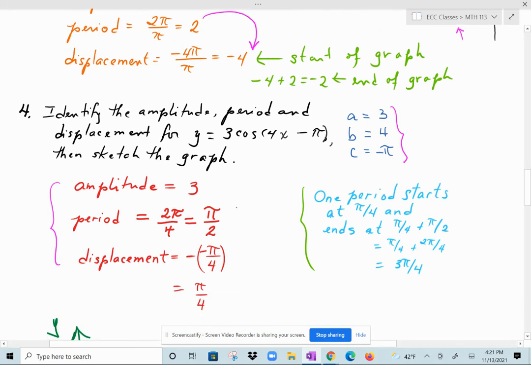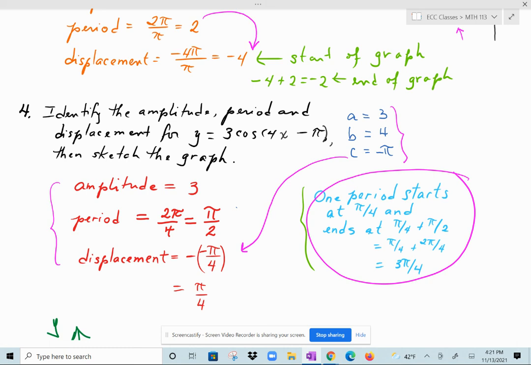And the displacement is negative c, but remember c is already negative, so it'll be negative negative pi divided by b, which is again 4. So the displacement is pi over 4. That is the start. The period starts at pi over 4 and it ends pi over 2 units later because the period is pi over 2. So pi over 4 plus pi over 2 means that the graph will end at 3 pi over 4 units.